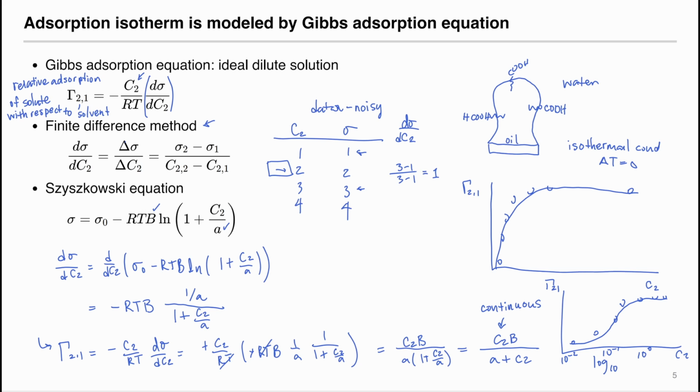In this video, I went over how we determine the interfacial tension using the inverted drop weight method. And we want to explore the concentration effect on the interfacial tension. We can also determine the adsorption isotherm using the Gibbs adsorption equation.